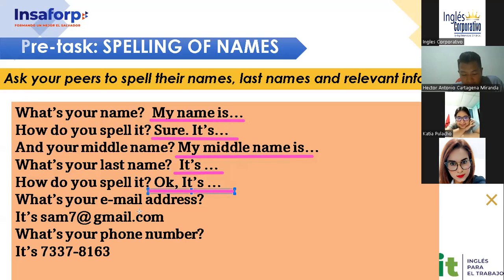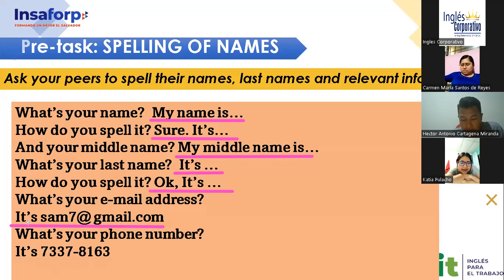What's your name? My name is Katy. How do you spell it? So it's K-A-T-I-A. And your middle name? My middle name is Elena. What's your last name? It's E-L-E-N-A.